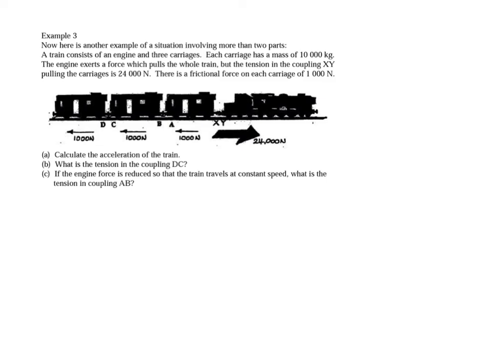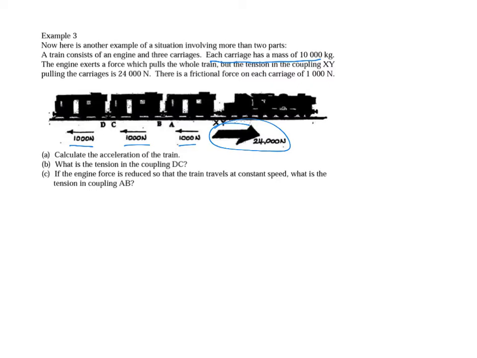So we'll look at a couple more worked examples to do with tension and the idea of more than one object in a system. The first one here, we've got a train engine pulling 3 carriages along. If we analyse the question in terms of what information we've got: the mass of each carriage. We're told the engine exerts a force which pulls the whole train, but the tension in the coupling XY pulling the carriages is 24,000 newtons, this force here. And then you've got your 3 frictional forces of 1,000 in each carriage.